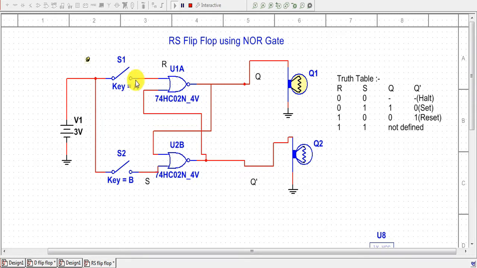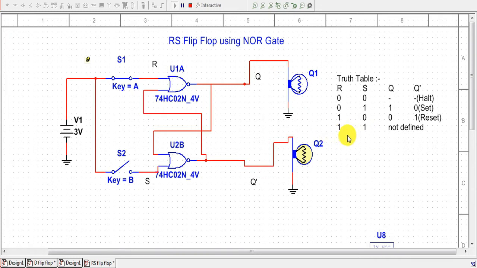Now if we apply the input from the R terminal, that is, if we close the switch S1, then the output of Q will become 0 and the output of Q dash will become 1, and this will be called the reset state of a flip-flop. So as soon as we close switch S1, the flip-flop will be set to the reset state. That is, we will get output from Q dash, but the output of Q will remain 0.